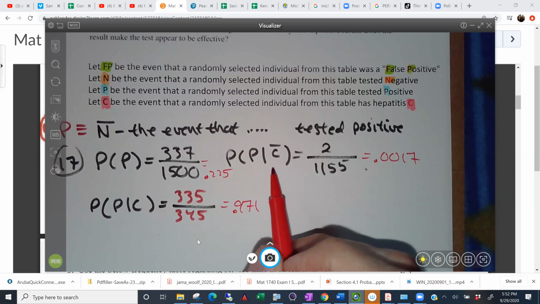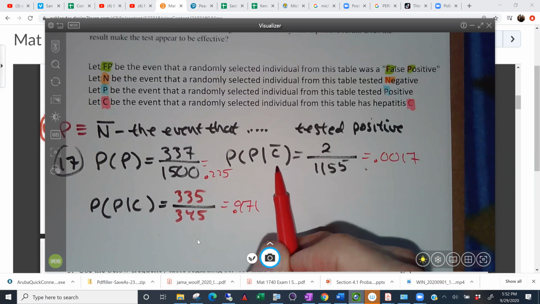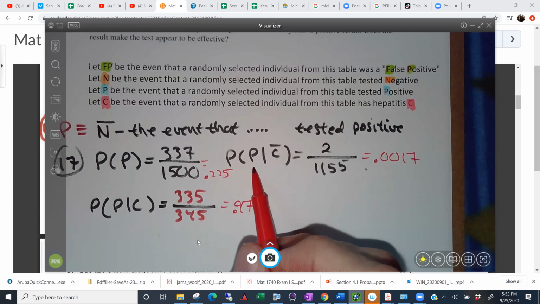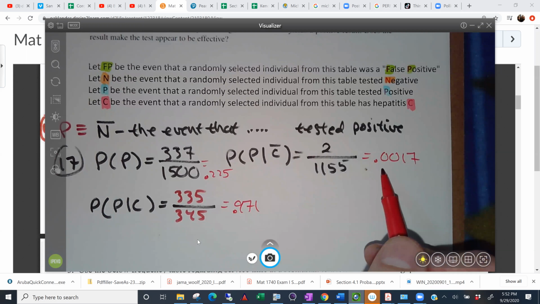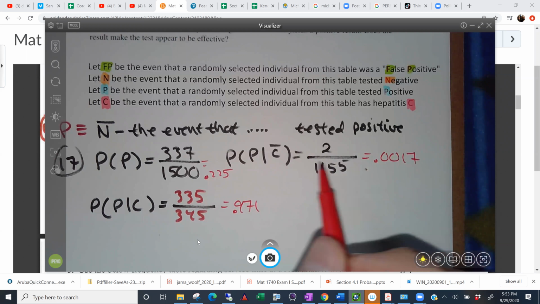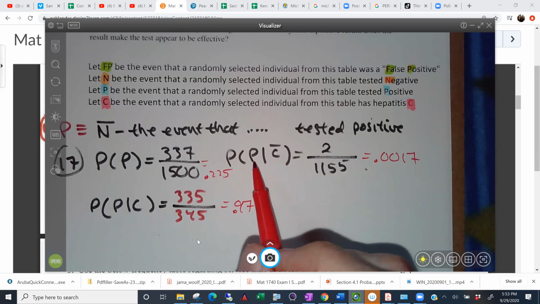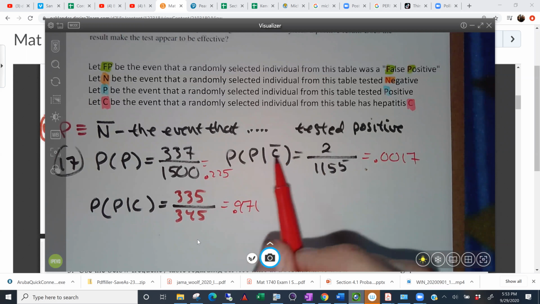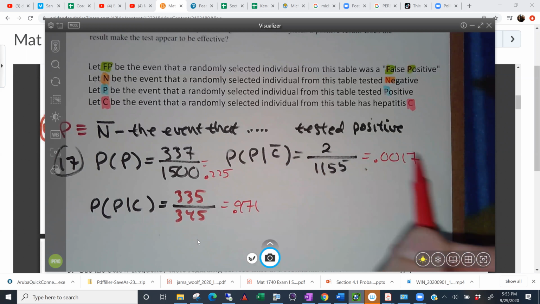If I tell you they don't have hepatitis C, are you going to be betting the house that they have a positive test? I hope not. That's a very small probability. And that's good because these would be false positives. They have a positive test even though they don't have it. So that's a pretty small probability.